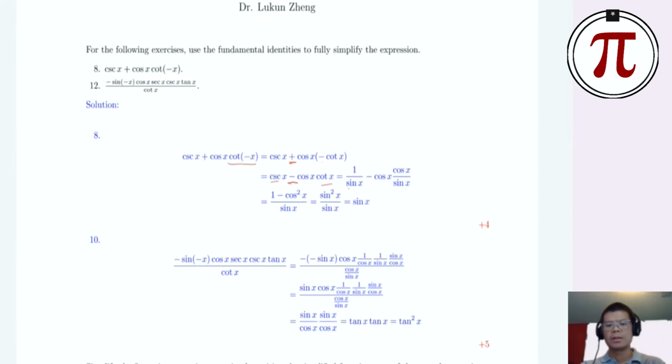This is actually cosine square over sine x. So it's 1 over sine minus cosine square over sine. We can put them together: 1 minus cosine square over sine. 1 minus cosine square is sine square, so sine square over sine, that is sine. Make sense?